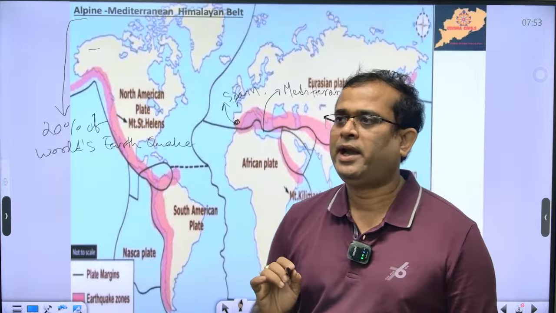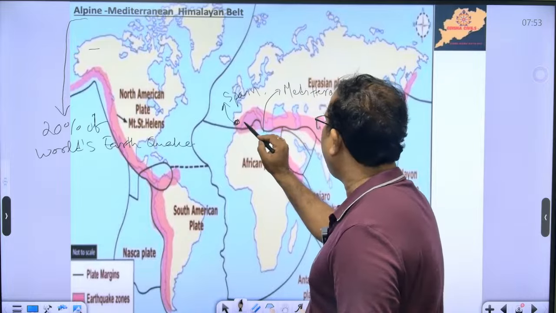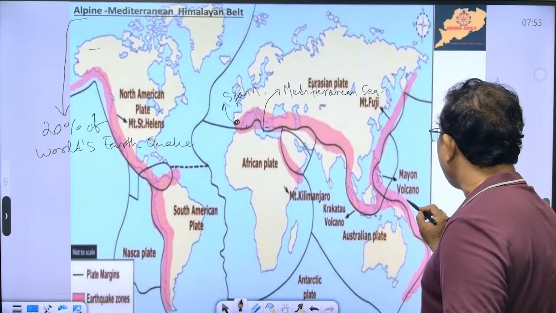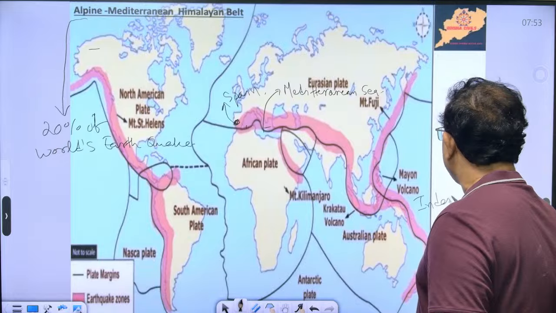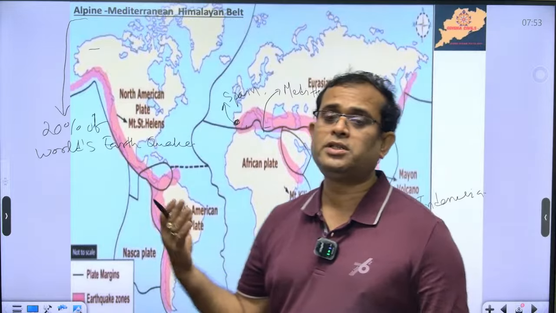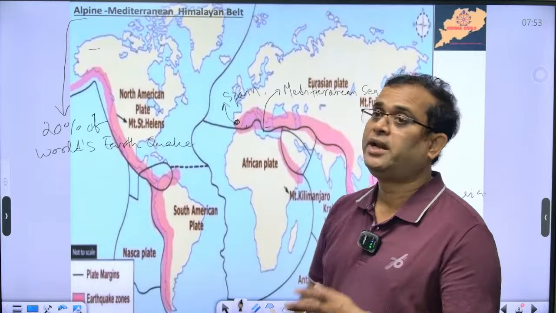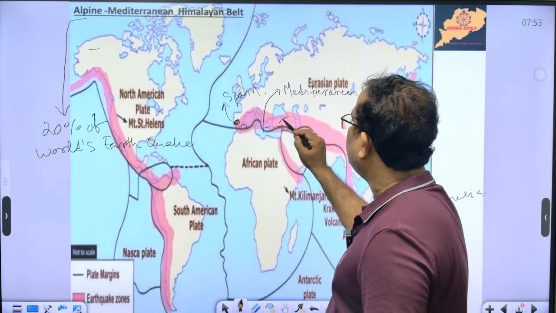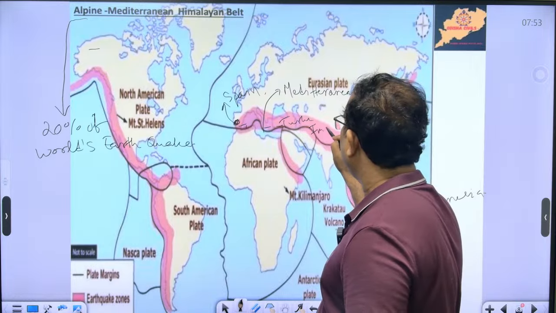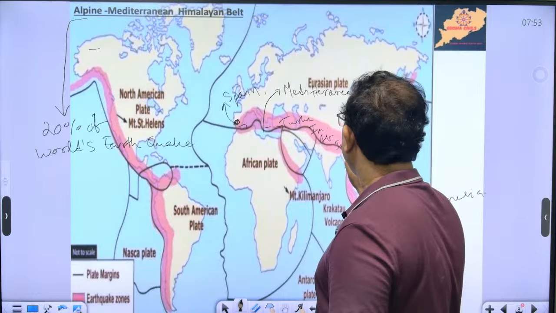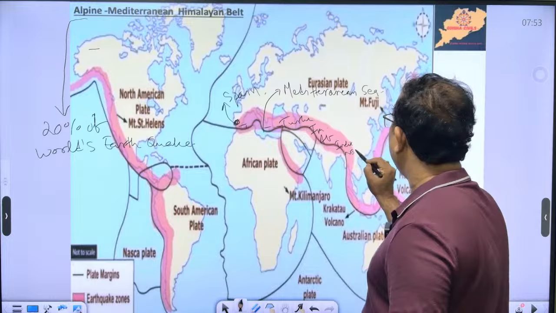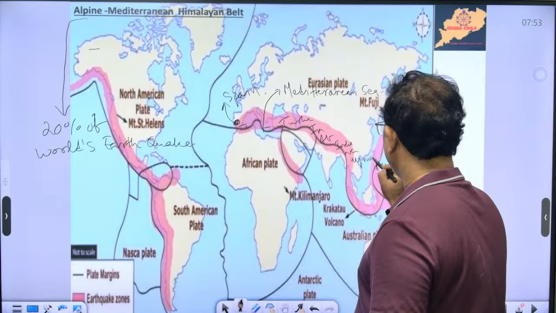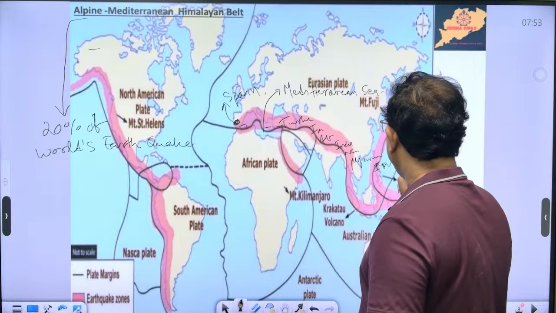Where does the Alpine Mediterranean belt start? It starts from here, this Spain, and it passes till it crosses and reaches Indonesia. Such a huge stretch. Now you ask, sir, you wrote Alpine Mediterranean Himalayan on top, then how does it come? Beyond Spain comes Turkey, this is your Iran, this is your Afghanistan, this is your India northwest, then Nepal, then your Myanmar, and then this is your Indonesia.